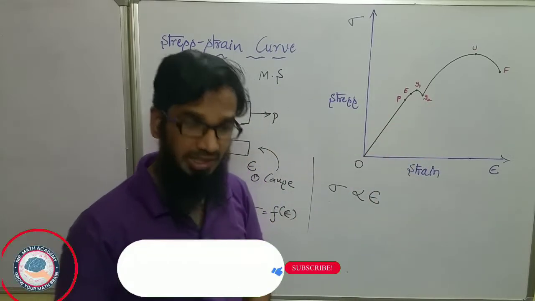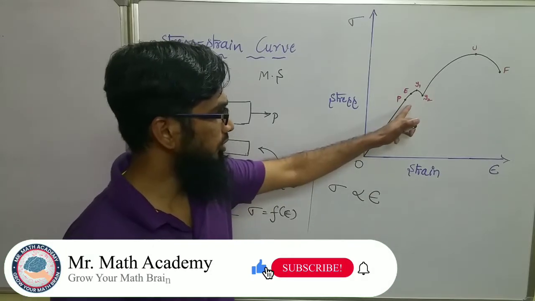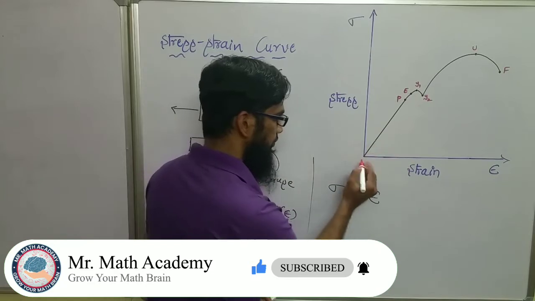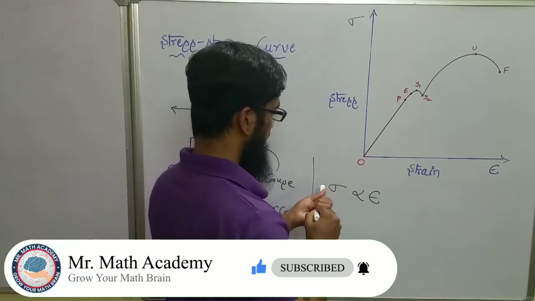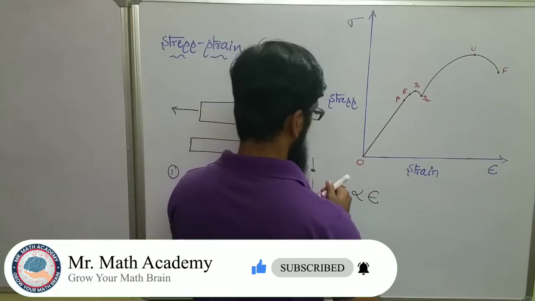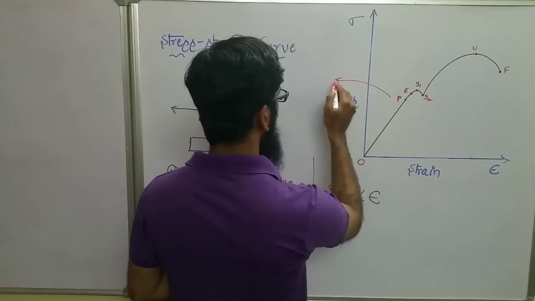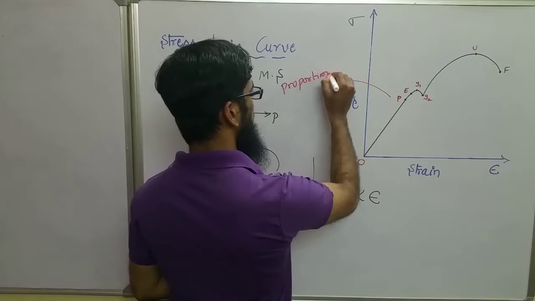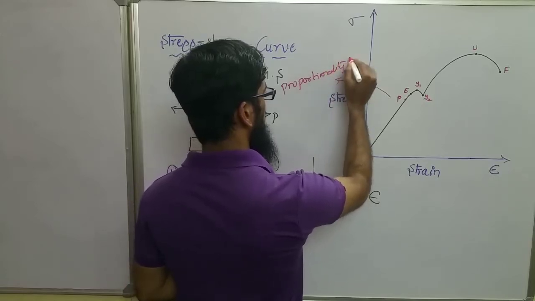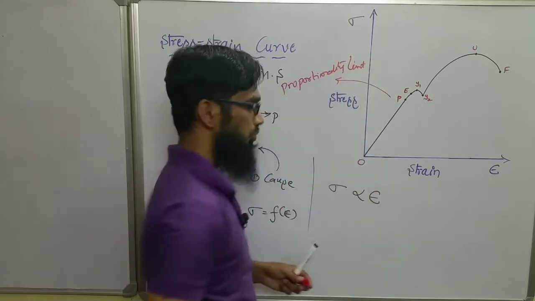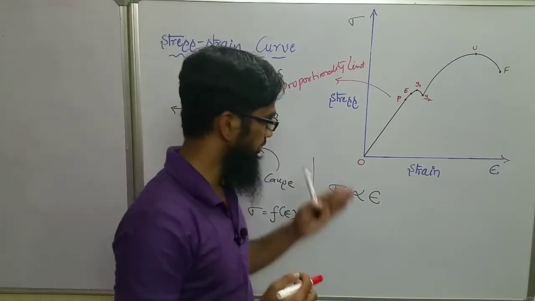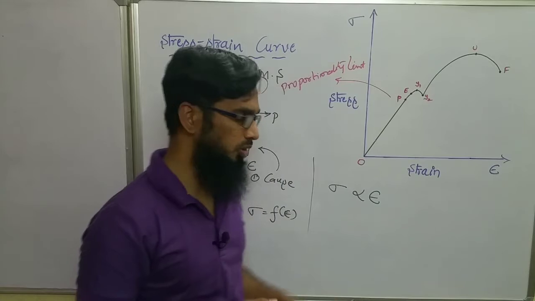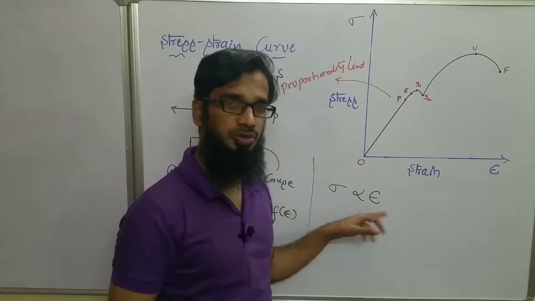Now, the P here indicates the proportionality limit. Proportionality limit means that a linear behavior will be there with respect to the stress and strain. So now you can say stress is directly proportional to strain.